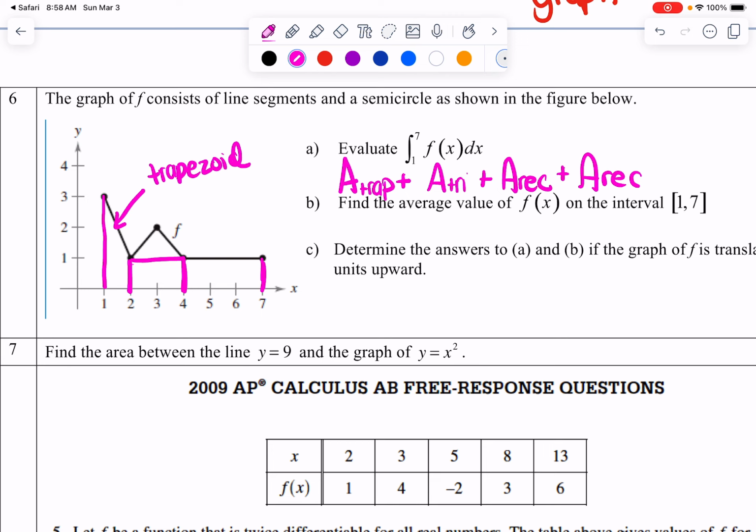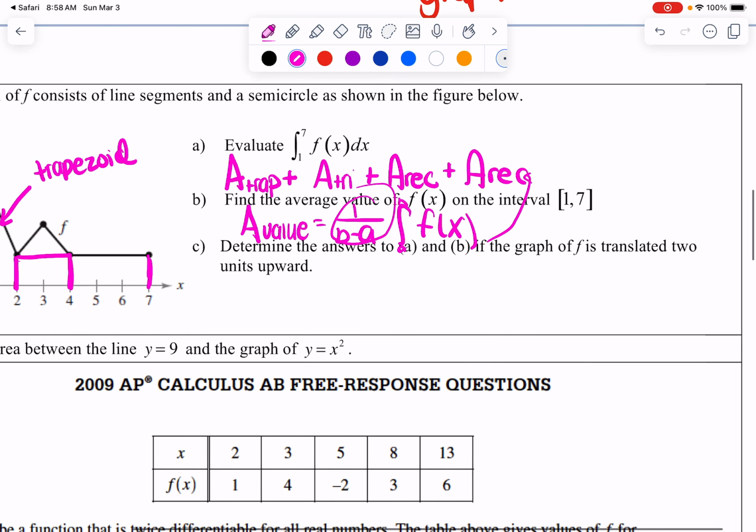For part B, it says find the average value of f of x on the interval 1 to 7. So average value, okay, would remember be 1 over b minus a. The kids will learn this. Integrate from a to b of f of x. So I basically say take your answer from part A, add that 1 over b minus a, so it'd be like 1 over 7 minus 1, which is 1/6, and that would determine average value.